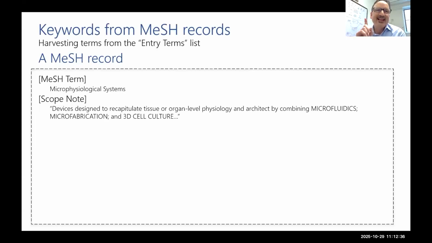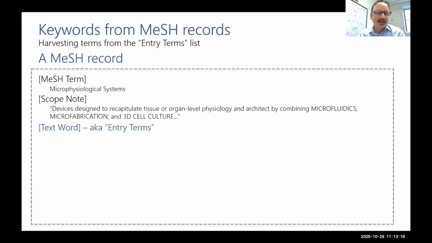And I will say that the MeSH database has some linking elements. It has some see-also references, and it also has this all-caps linking device. So basically, when you see all caps in the scope notes, that means there is a corresponding MeSH term related to microfabrication, microfluidics, and 3D cell culture. So this is also a way that you can think, oh, I should go to that place and incorporate that MeSH term as well. Okay, so that's just a little aside. So there's a scope note, which is the definition.